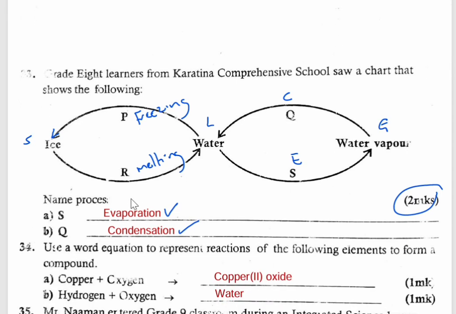Use a word equation to represent reactions of the following elements to form a compound. A compound is a combination of two or more elements which are chemically combined. So when you have copper and oxygen, you're going to get copper(II) oxide. Then when we have hydrogen plus oxygen, you're going to get water. So these are the compounds which we get from these elements. So that is the answer for number 34. Continue to question number 35.